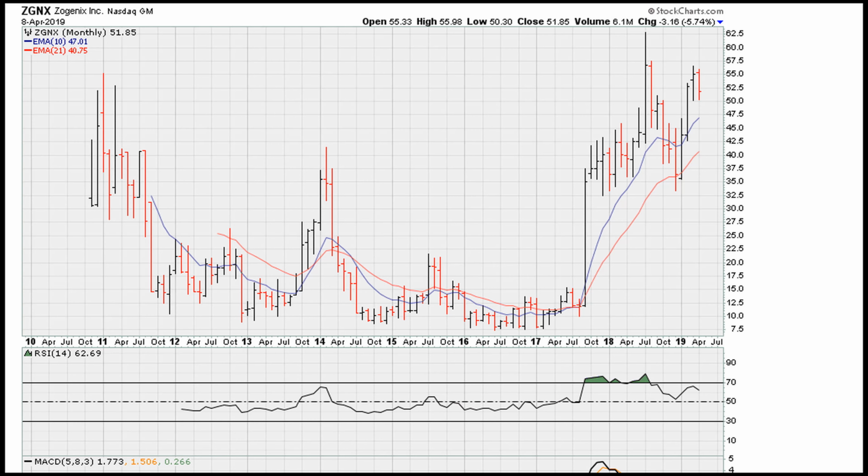As you can see in the pre-market for April 9th, 2019, ZGNX is called to open lower by about 14 points. Let's take a look at the charts prior to today's open, see what it looked like overnight as of yesterday at the close. Now, if we take a look at the monthly chart as of yesterday, before today's market open, we can see a couple of observations here.